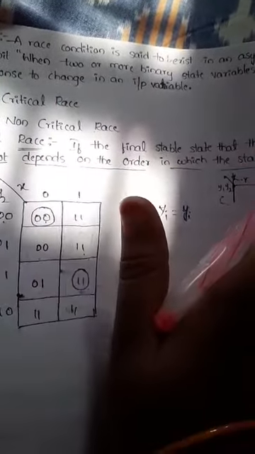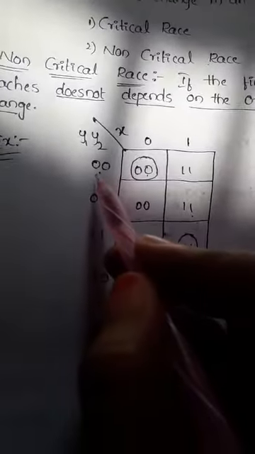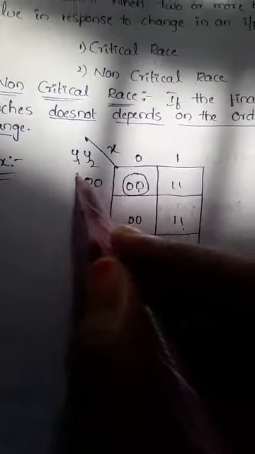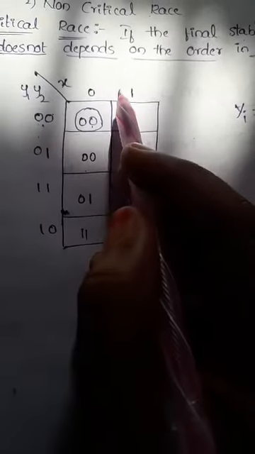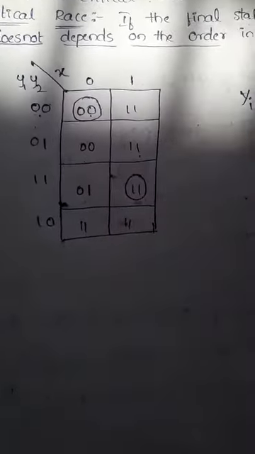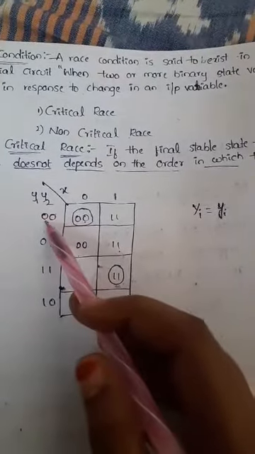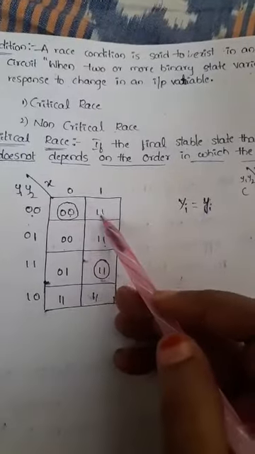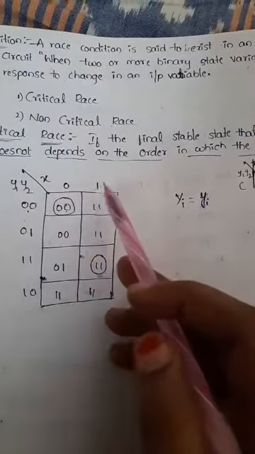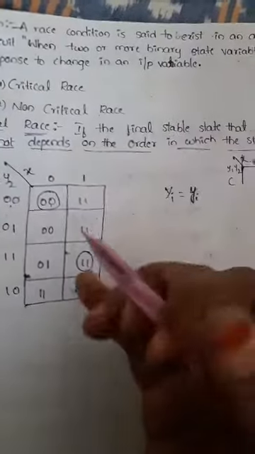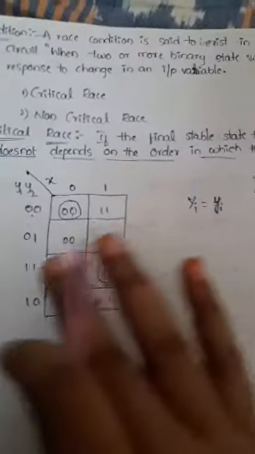When two or more binary state variables change with respect to the input variable change, right? So that means two or more binary state variables can change with respect to the input variable change. We need to verify if the variable changes from 00 to 00 or 00 to 11, at the time the input variable changes from 0 to 1, whether we are getting the stable condition or not. We need to check that.